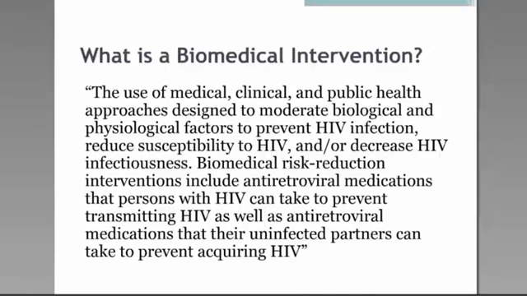So biomedical risk reduction interventions then include antiretroviral medications that persons with HIV can take to prevent transmitting HIV, as well as optimize their own health. Also include antiviral medications now that are used for people who are uninfected to prevent them from acquiring HIV. Examples obviously would be PrEP and PEP.